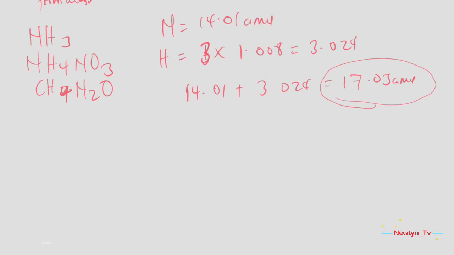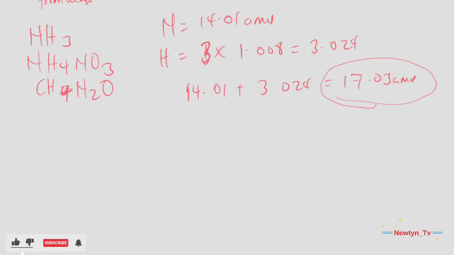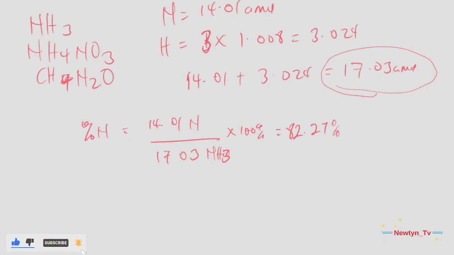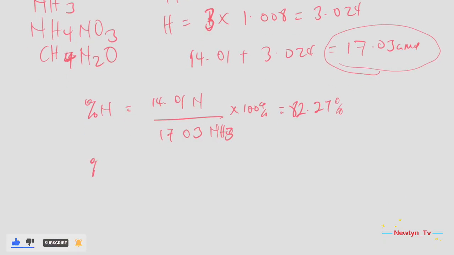To calculate percent composition, the percentage of nitrogen will be the mass of nitrogen, 14.01, divided by the total, 17.03 for NH3, then multiplied by 100%. When you do that, you should get 82.27%. What about hydrogen?